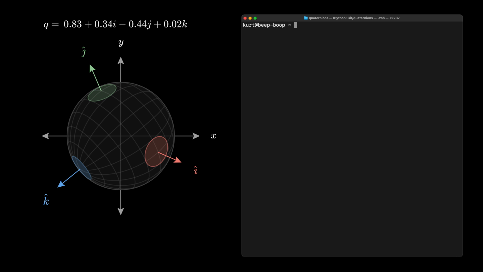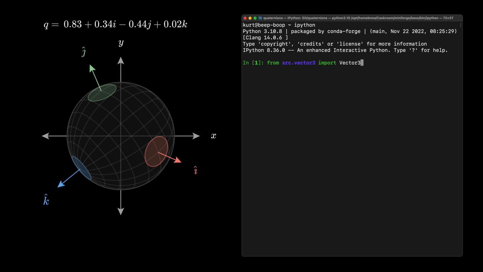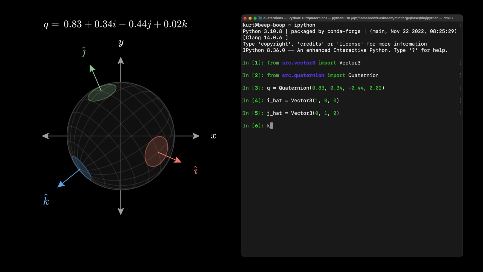Currently, I'm in a directory which contains a working version of the code we'll implement. In the source directory, we have a vector class, Quaternion class, and a unit test file. Let's start an interactive Python session and import the vector class as well as the Quaternion class. Next, let's construct a quaternion using the w, x, y, and z values of the sphere's current orientation. We'll also want to define some variables to represent the basis vectors of the sphere's space. To differentiate these from the quaternion units i, j, and k, let's include hat in their names.